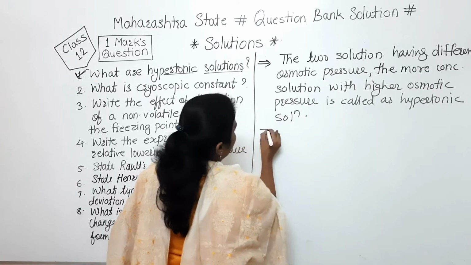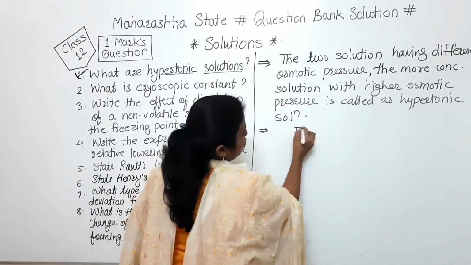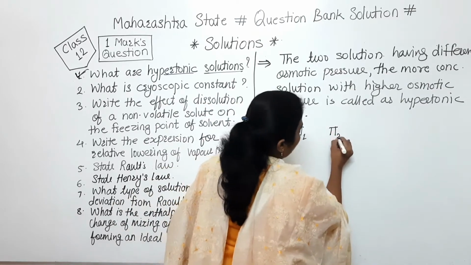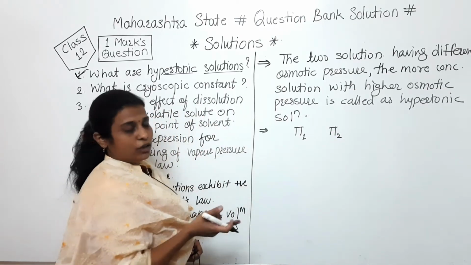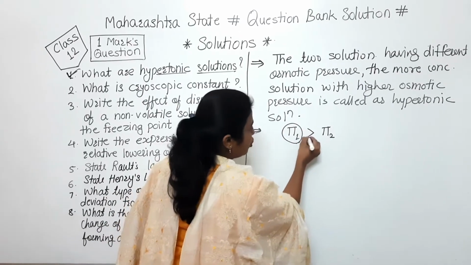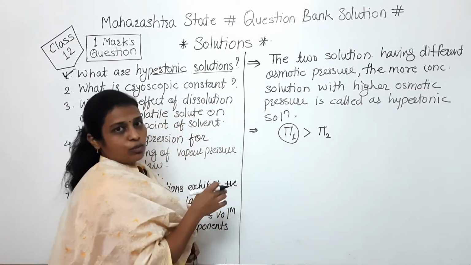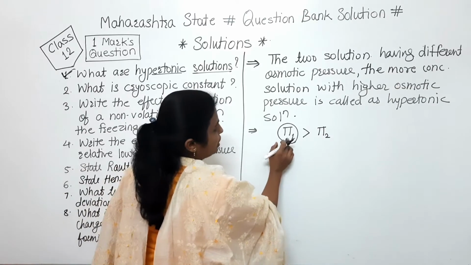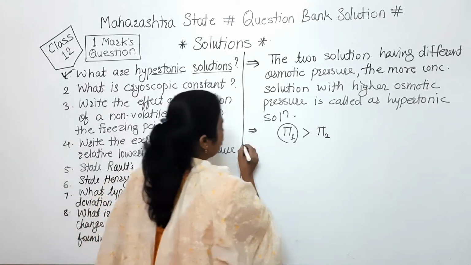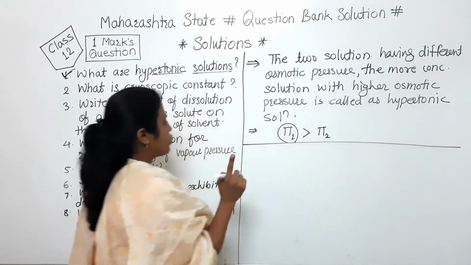solution. So for that purpose, if we consider one solution having the osmotic pressure pi 1 and second solution having the osmotic pressure pi 2, for that one, if this first solution has the higher concentration and higher osmotic pressure, then we can say that this first solution is the hypertonic solution. So here we have completed first 1 mark question.